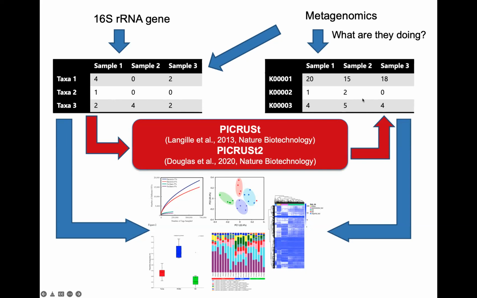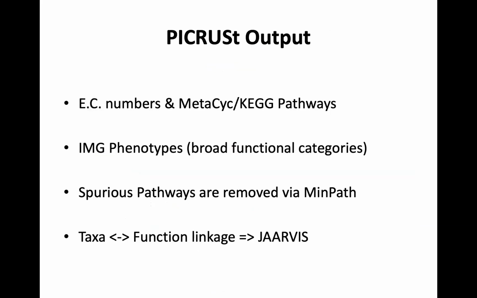Now, I'm not going to go into great detail about this. Essentially, it uses reference genome databases and a phylogeny to try to predict what those functions would look like. But the result is that you would get from your 16S data, EC numbers and MetaCyc KEGG pathways. You can also get things like IMG phenotypes, which are just broad functional categories. Pathways are inferred using the exact same pipeline as HUMAnN, using MinPath to smooth that over. And as I just mentioned, because it's predicted from the 16S data, inherently it has that stratified output in it. And so you can put that into things like Jarvis as well.